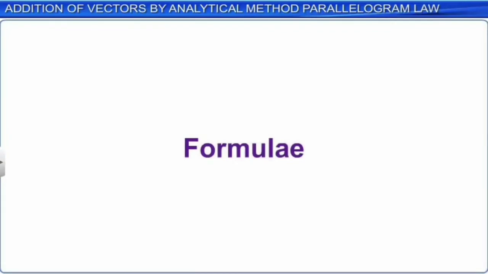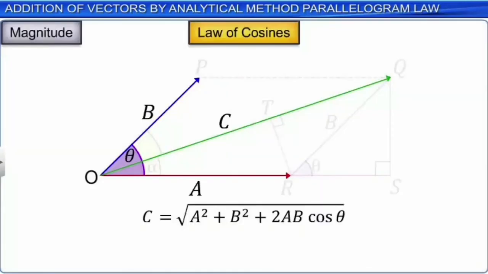Now, let's conclude the formulae which we derived today. First was the law of cosines, which gives the magnitude of the resultant of two vectors as C equal to root of A square plus B square plus 2AB cos theta. Here A and B are the magnitudes of the two vectors, vector A and vector B, and theta is the angle between the two vectors.